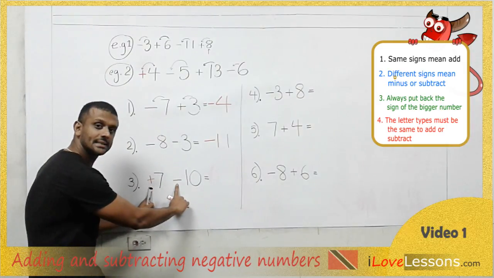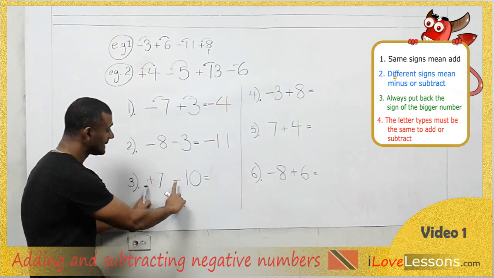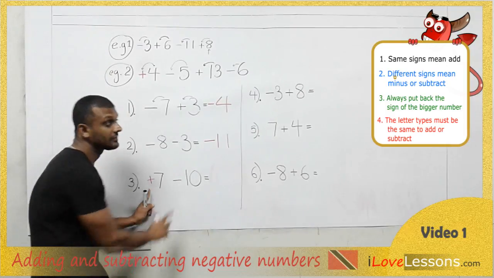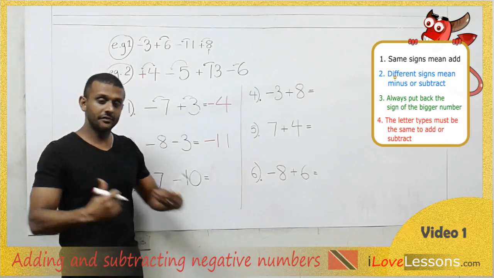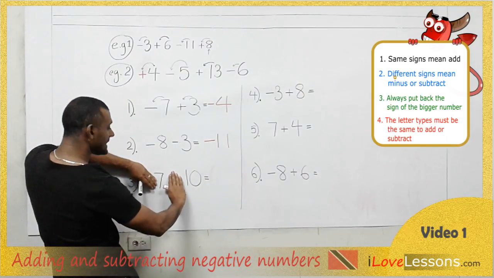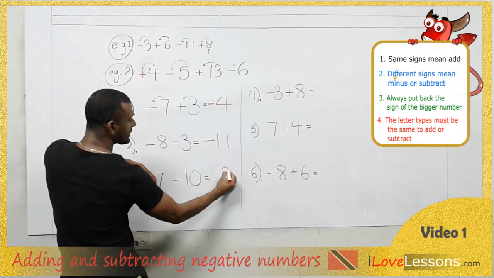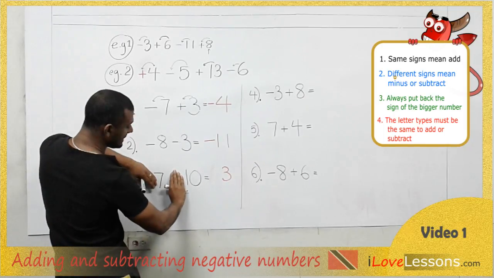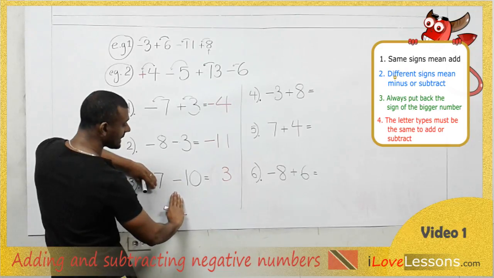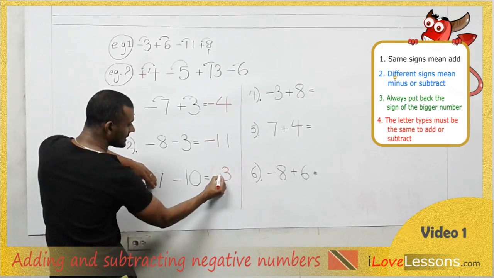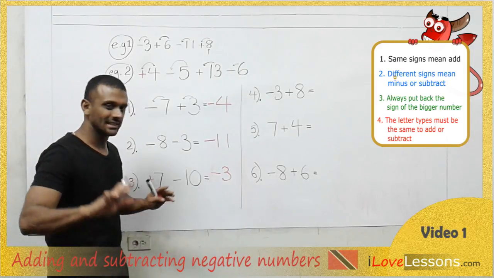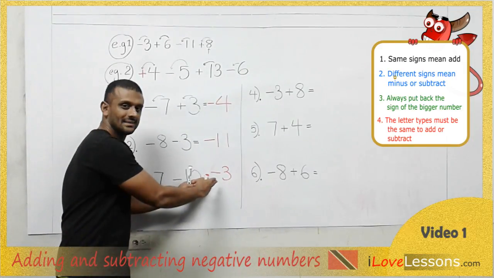Are the signs the same or are they different? They are clearly different. One is positive, one is negative. Look at rule 2. Different signs mean what? Minus. If we have 7 and 10 and we minus, we'll get 3. Which one is bigger, the 7 or the 10? The 10 is bigger. What sign does the 10 carry? A minus sign. So according to rule number 3, we place the minus sign.